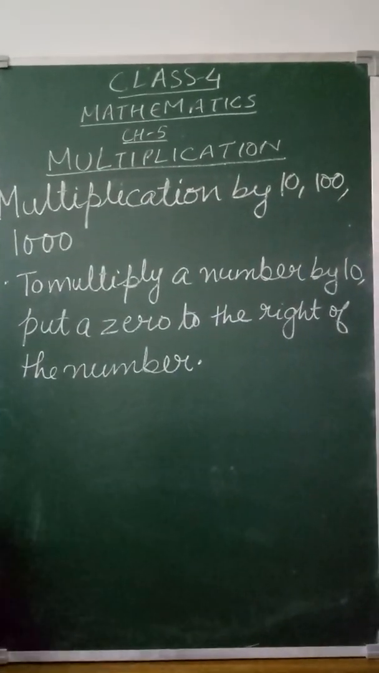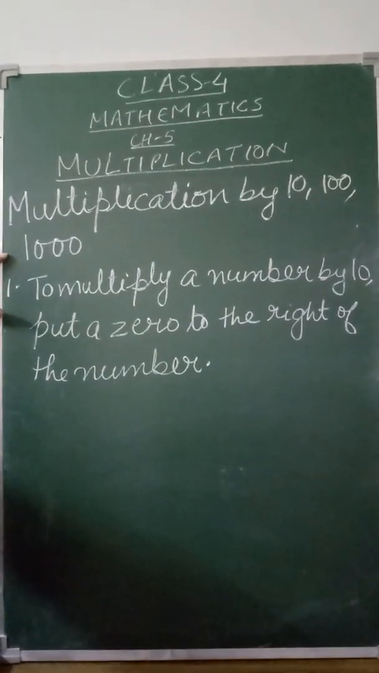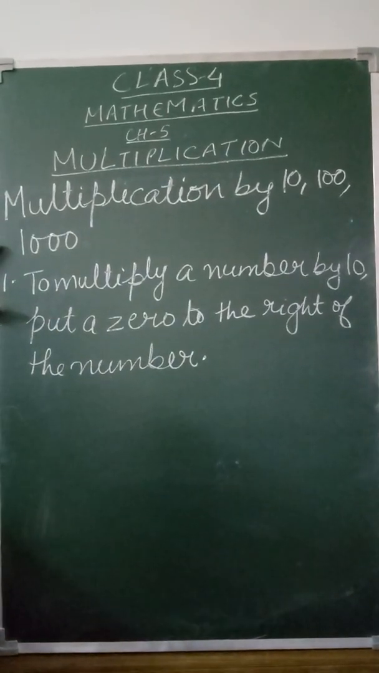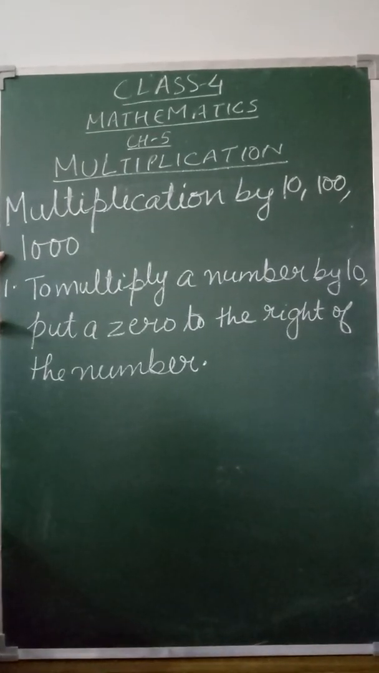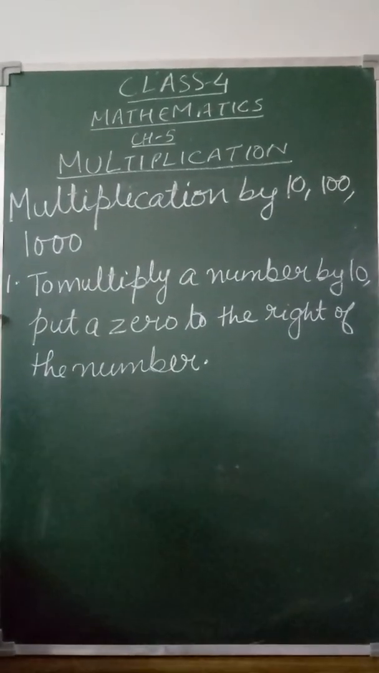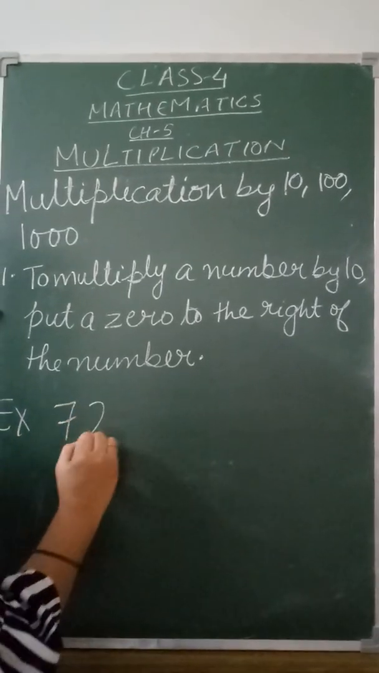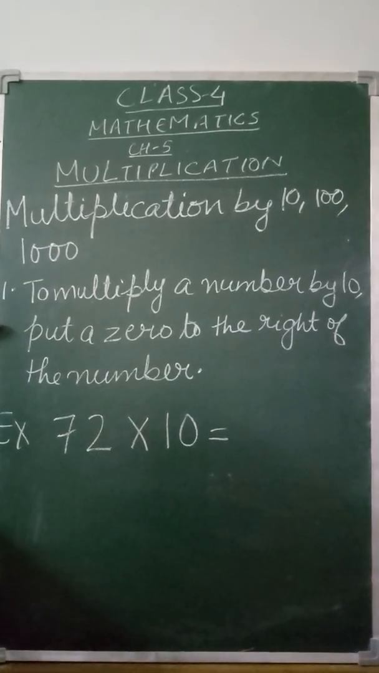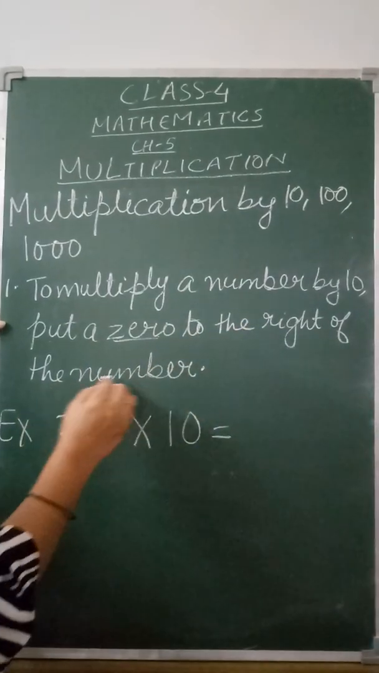Now students, the next topic is multiplication by 10, 100 and 1000. Multiplication by 1 we have already done in the properties of multiplication. Now this is just for oral calculation, just to save time. When a number is multiplied by 10, 100 or 1000, what is the way to multiply orally? Suppose I have to multiply a number by 10. So without doing the actual calculation, how do we get the product? To multiply a number by 10, put a 0 to the right of the number.